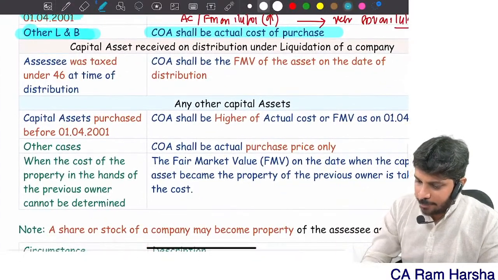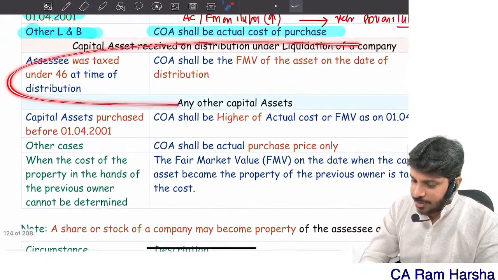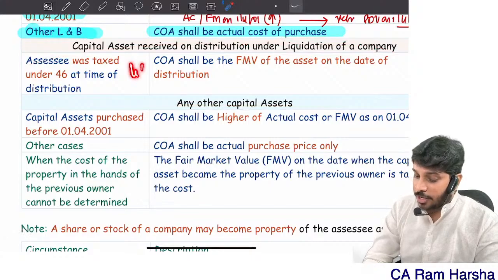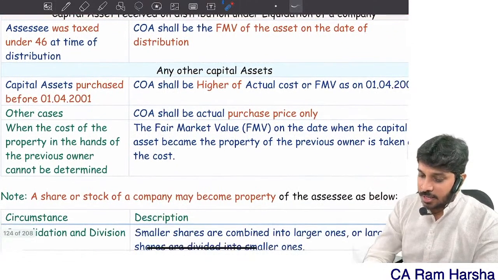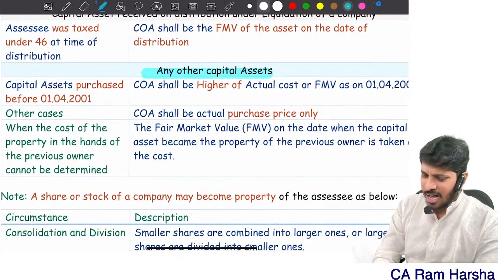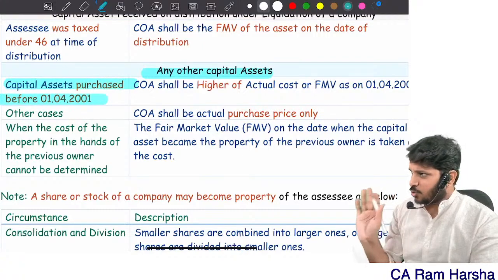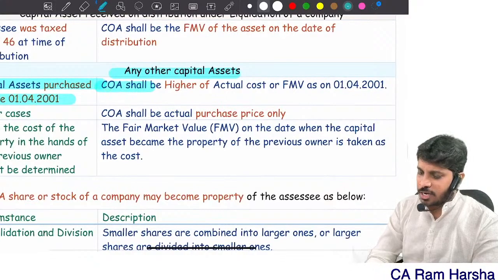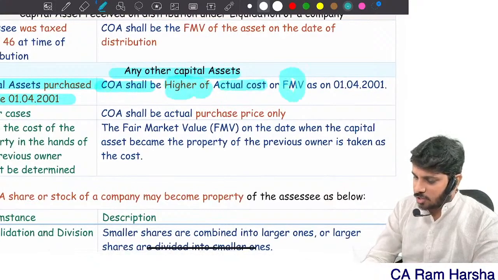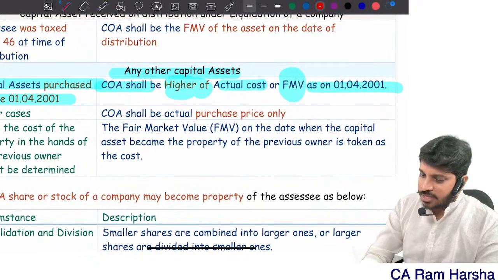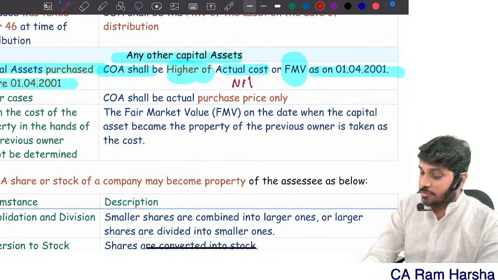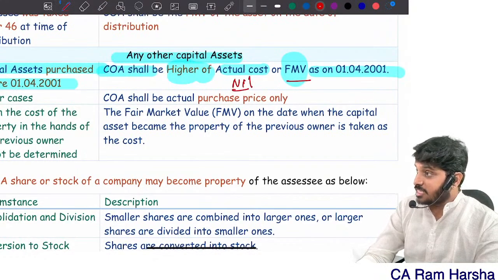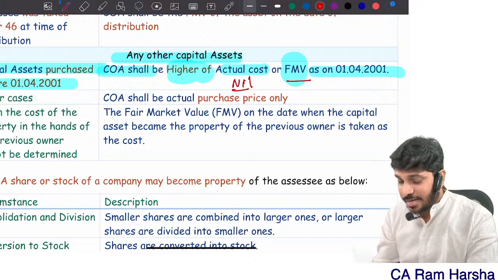Then capital asset received on distribution under liquidation. This I will discuss along with the liquidation; Section 46 is there, right? That time I will discuss. Sir, any other capital asset? I purchased it before 1st April 2001, or the previous owner purchased it before 1st April. Very simple. The cost of acquisition shall be the higher of actual cost and market value as on 1/4. That's why for bonus shares, anyhow, the cost of acquisition is nil, right? Nil or FMV means FMV. Are you getting it? That's it.